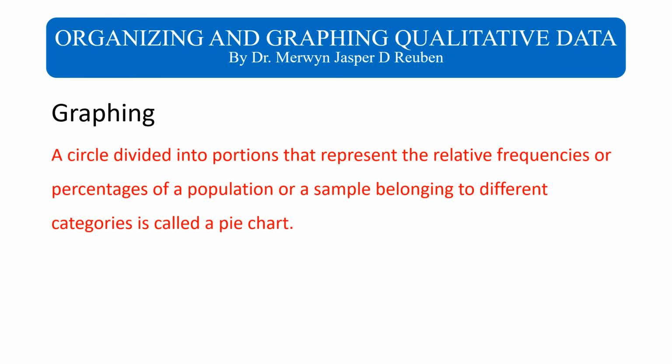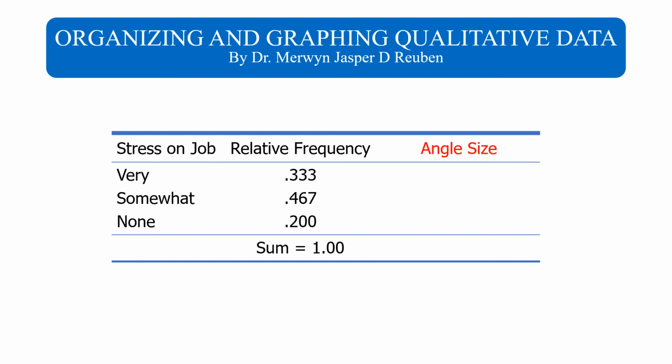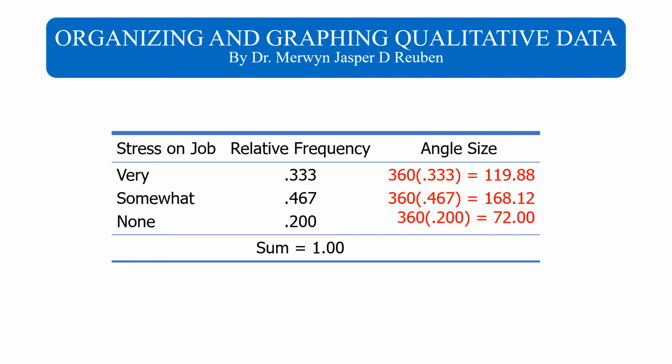A circle divided into portions that represent the relative frequencies or percentages of a population or a sample belonging to different categories is called a pie chart. To plot a pie chart, we first use the relative frequency table and then we calculate something called the angle size. We know that the total angle of a circle is 360 degrees. So for the angle size, we multiply 360 with the relative frequency and we get the values for each of the categories. The sum of the angles should be equal to 360 degrees. Otherwise, we won't get a pie chart.